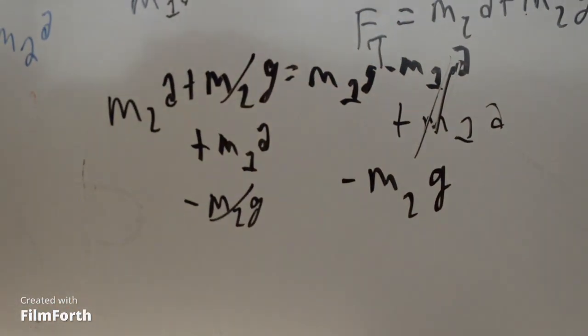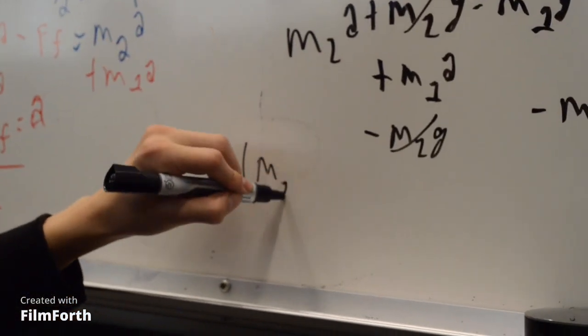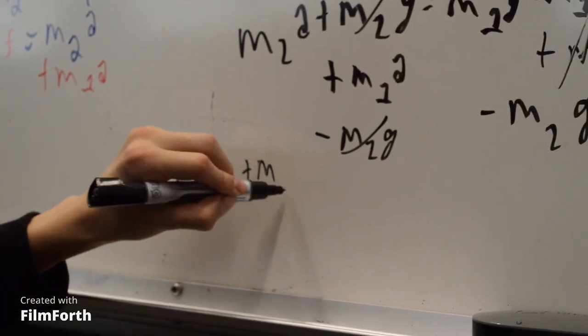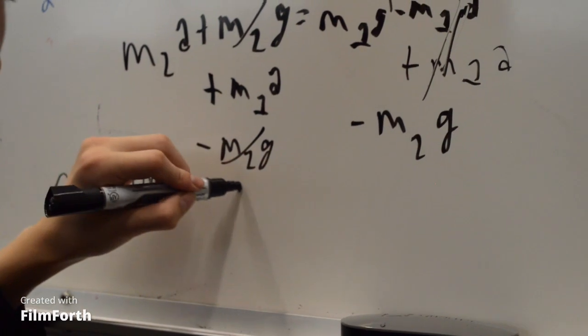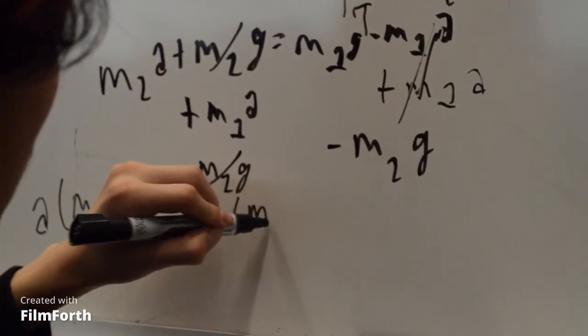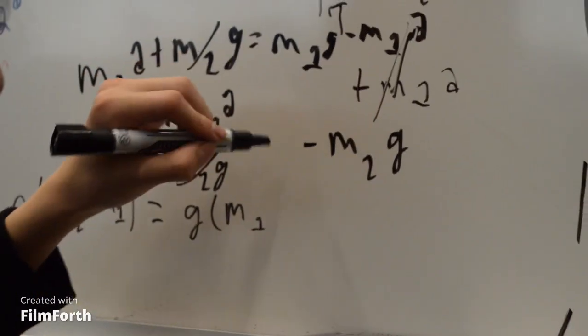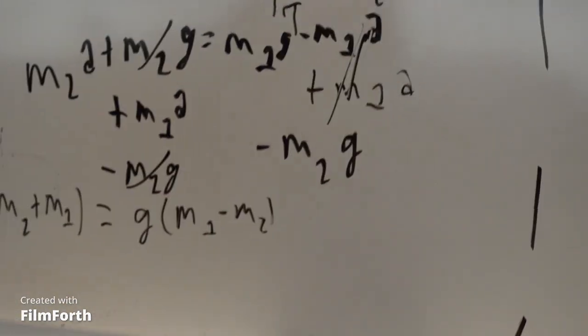Now, like we did last time, factor out an A, and we get A multiplied by M2 plus M1 equals G multiplied by M1 minus M2. Notice how, since we're not looking for G, because we already know what G is, you really don't need to factor out the G. I'm just trying to make it more clear.